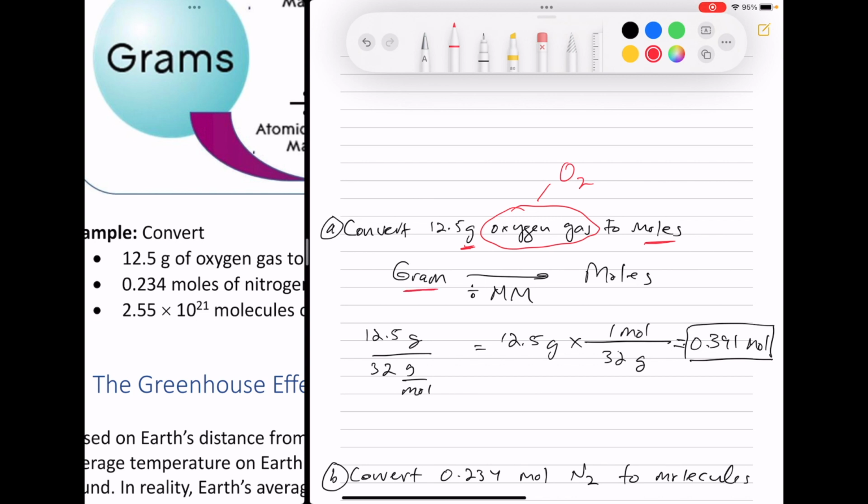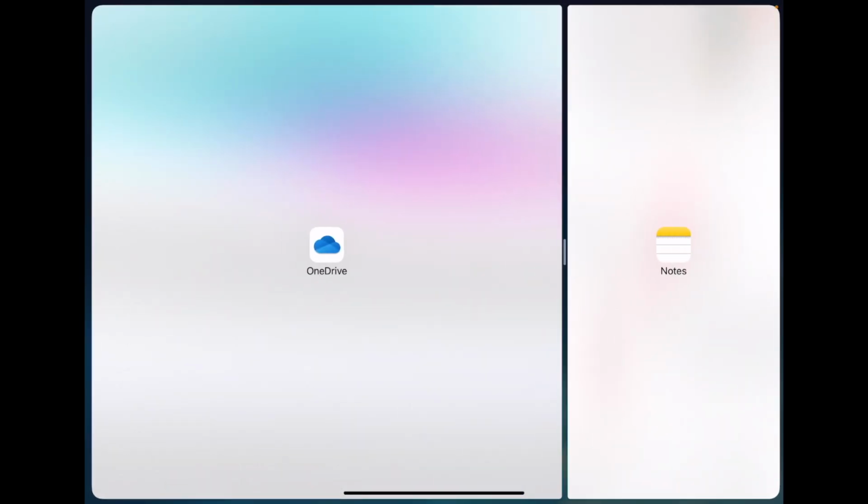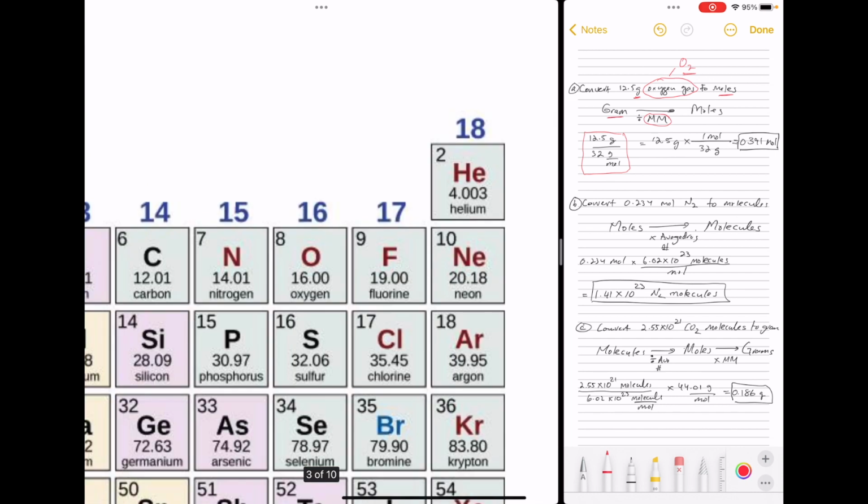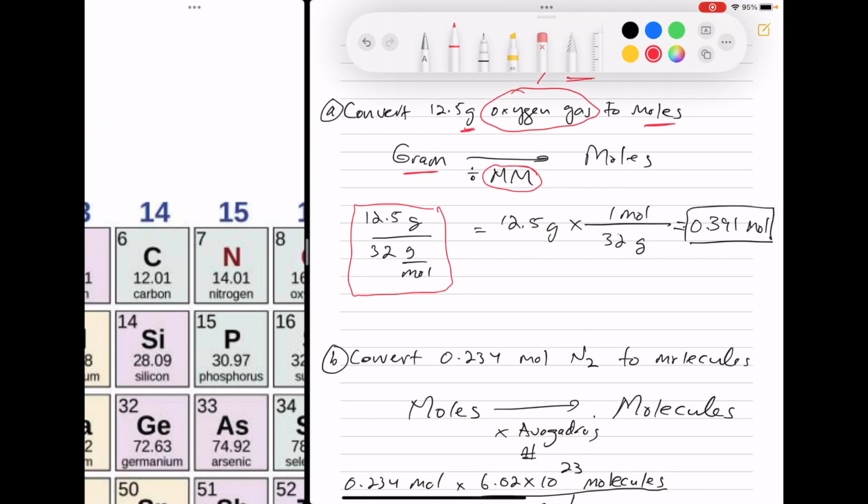Because grams is a unit of mass, you just remember that that would mean you need molar mass to help you do that conversion. So the mathematical process is this. You take the 12.5 grams and you divide by the molar mass of oxygen gas. Remember, that's O2. So you would go to your periodic table and search up oxygen. Each oxygen is 16. Since you have 2 oxygens, it's going to be 16 times 2 to give you 32. That's what I have there.